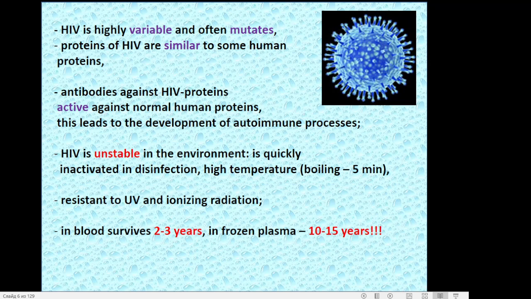of HIV infection. Good news: HIV is unstable in the environment and is quickly inactivated by disinfection, high temperature and boiling, though it may demonstrate resistance to ultraviolet and radiation. In blood, in frozen plasma, in the cold, it may survive for a long time, several years.